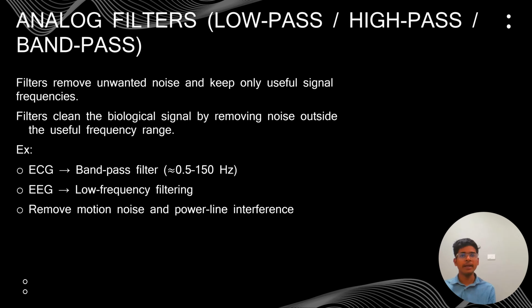After amplification, the next important step in biomedical signal processing is filtering. Analog filters help us remove unwanted noise and keep only the useful part of the signal. In real biological signals, noise can come from many sources: body movement, electrical interference. Filters can clean these signals by allowing only a specific frequency range to pass. For example, ECG signals are typically filtered using a bandpass filter of around 0.5 to 150 Hz. EEG signals often require low frequency filtering, and filters also help remove motion noise and power line interference.